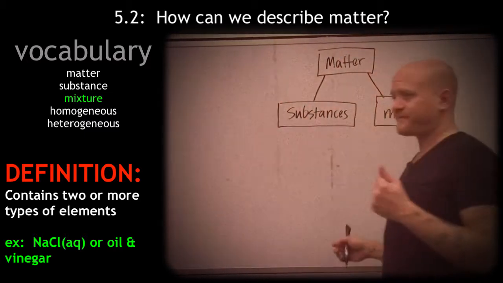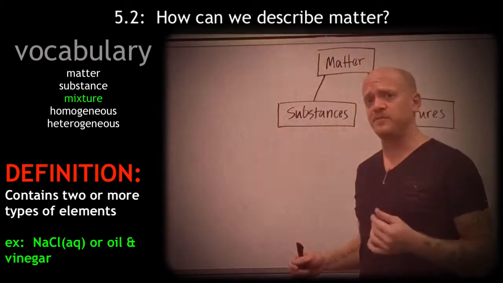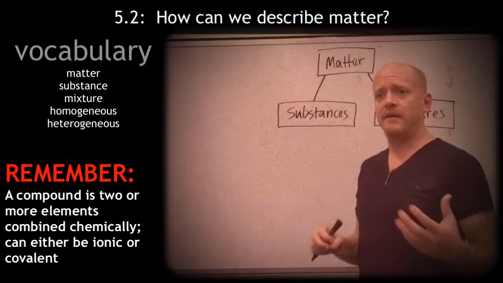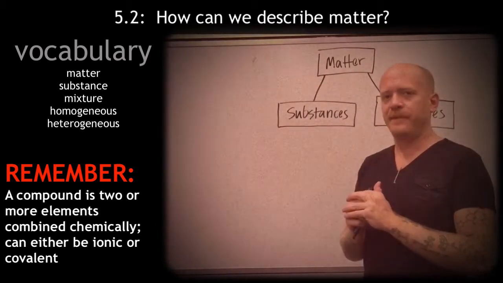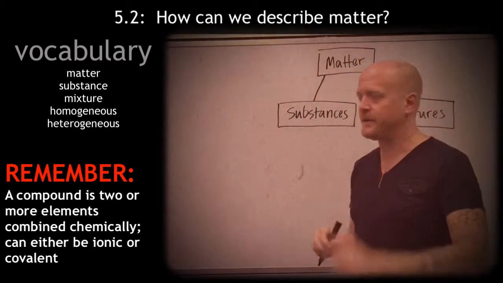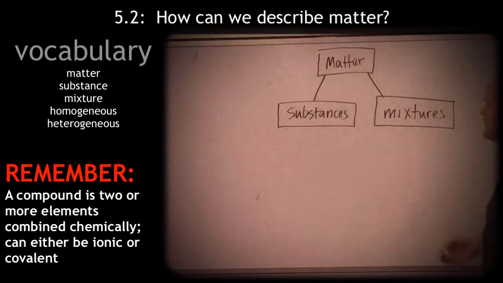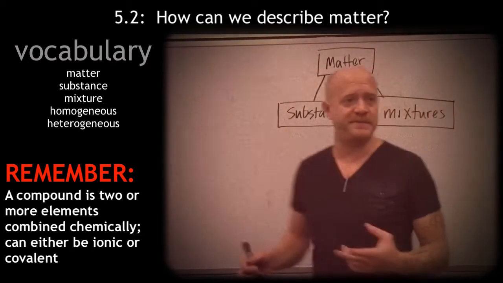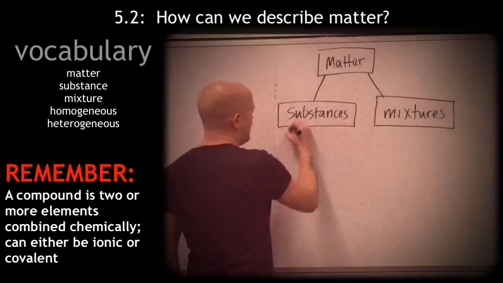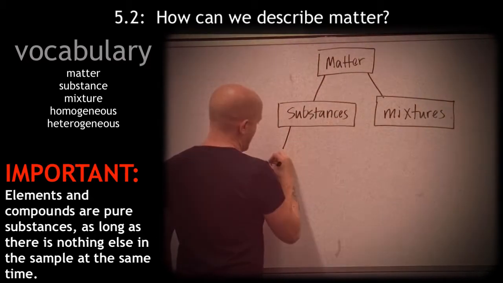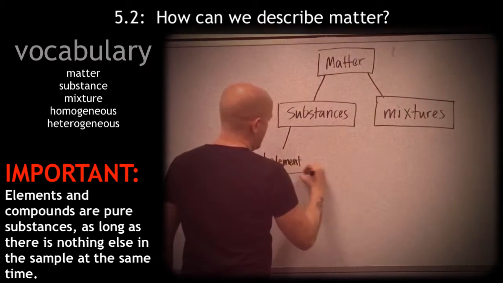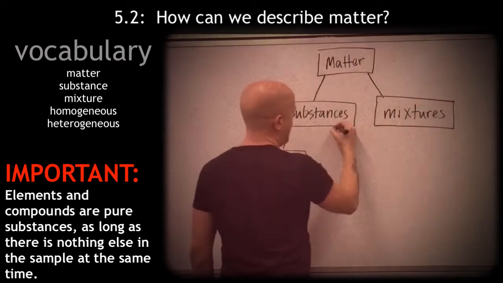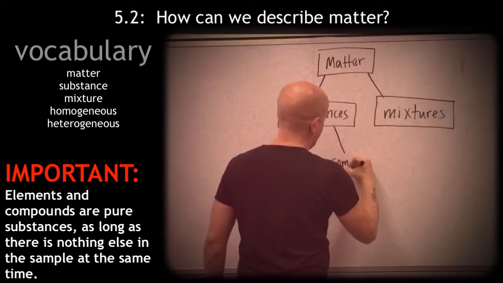Now, I know what we've learned in classes, we've learned that compounds are two or more different things combined chemically, but compound is actually not a mixture. So when we have our pure substances, we can have two types of pure substances. We could have an element and we could have a compound.